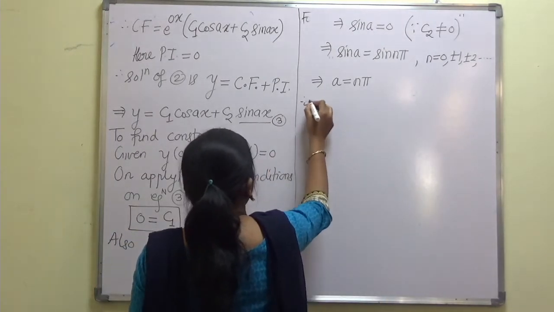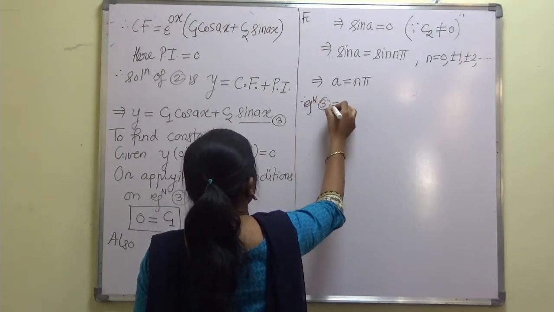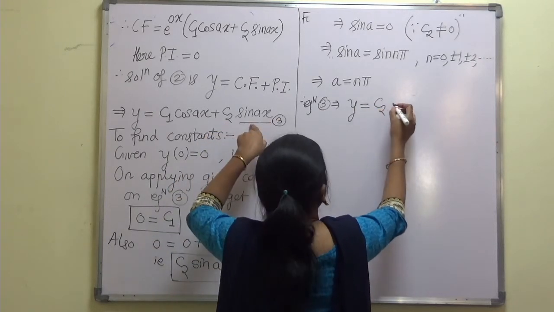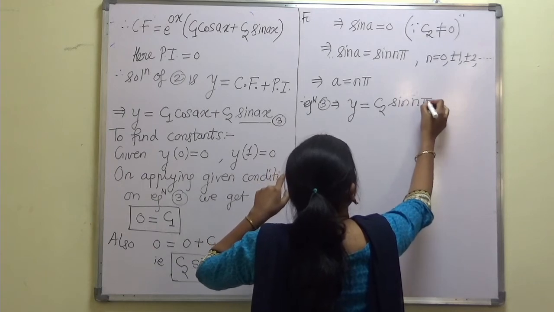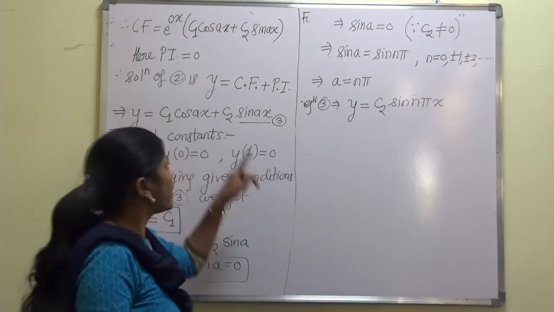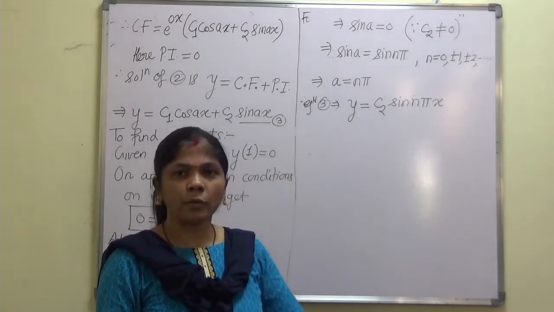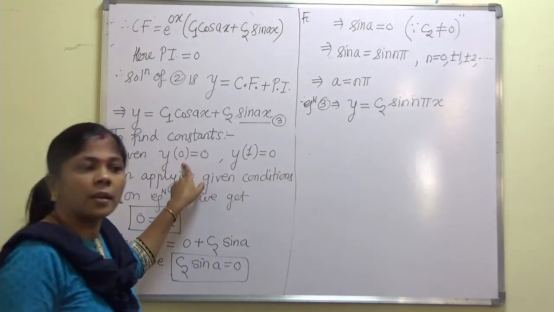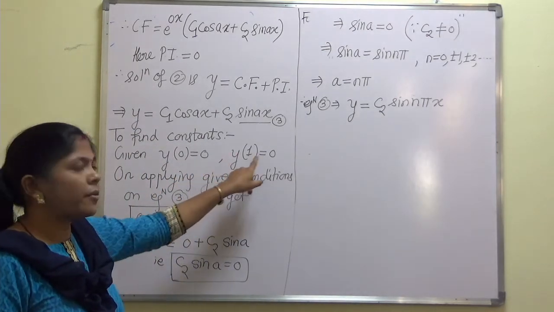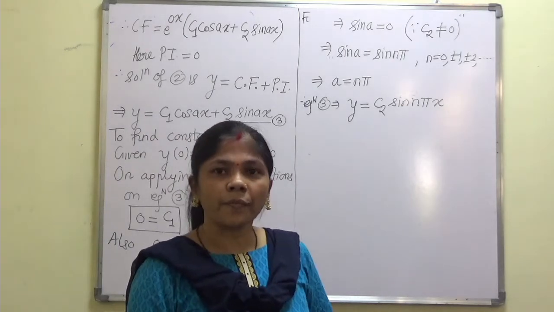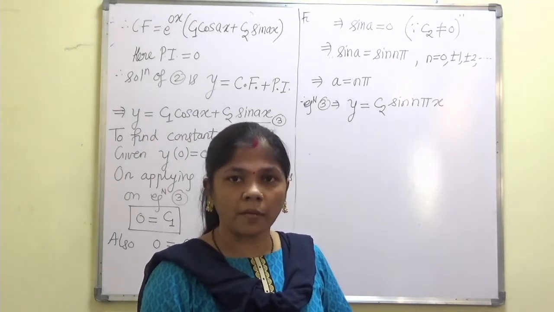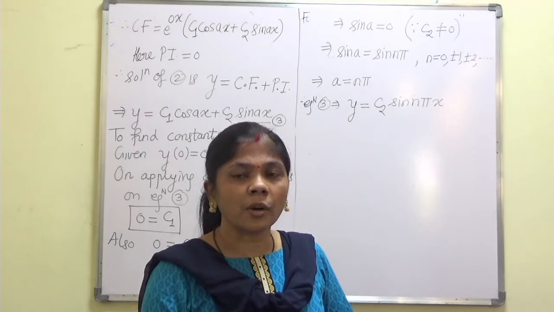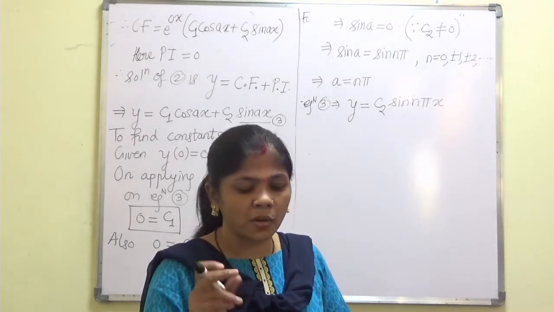So therefore equation 3 implies y is equal to, c1 is 0, then we have c2 sine of n pi x, right? Substituting the value of a. Now we wish to find out the value of c2. As both the conditions are utilized, that is y of 0 equal to 0 and y of 1 equal to 0, let us make use of one more identity given. What is that? That the functional has a constant value. That part we have not utilized. So let us use that.